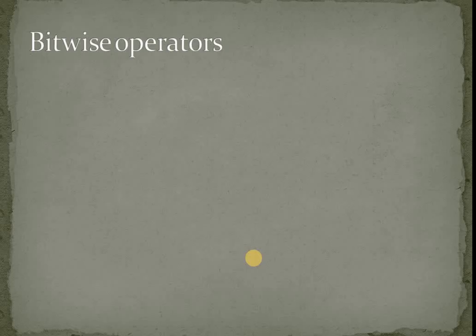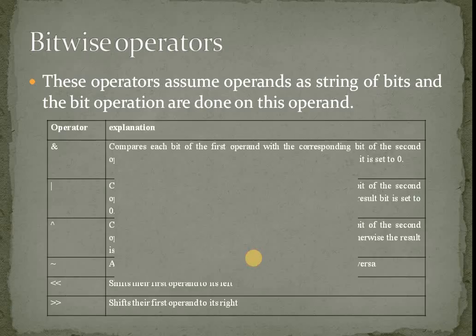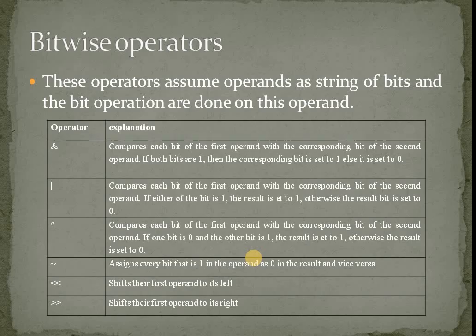Next we'll see the bitwise operators. As the name implies, these operators work on the bits of the numbers. That is why they are known as bitwise operators. These operators assume operands as strings of bits and the bit operations are done on these operands. There are 6 bitwise operators in C, as you can see: AND, OR, XOR, NOT, complement, left shift and right shift.